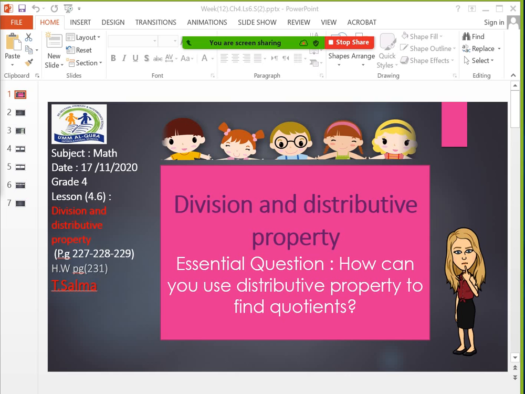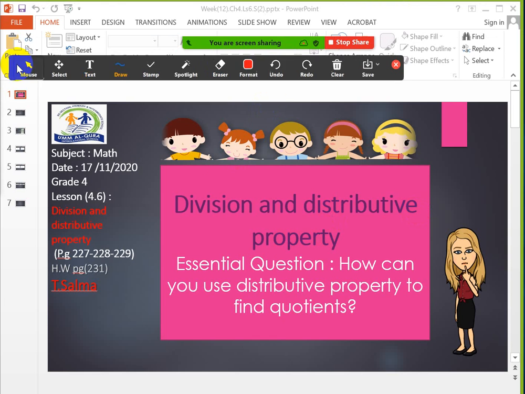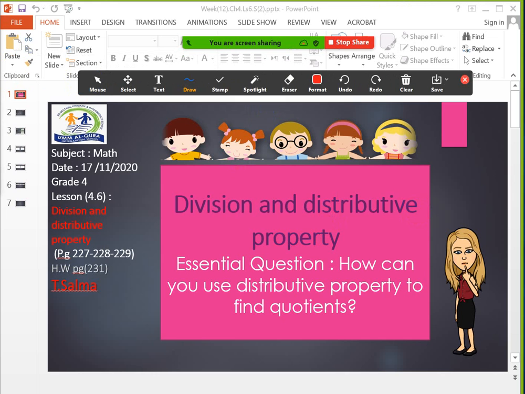Hello, girls. Today we will talk about division by using distributive property, and this property we use, I think, in multiplication, right? Multiply between a two-digit number with one-digit number. So the same thing today.